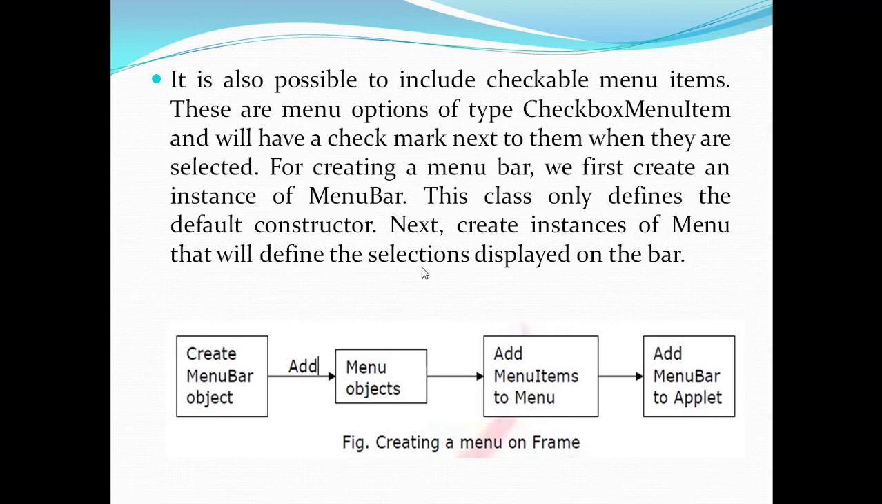What are the steps we need to follow to create a menu on a frame, as displayed in the figure here? Create the menu bar object first, and add this menu bar object to the window. Next, create the menu objects, add menu items to the menu, and lastly add the menu bar to the applet. You need to follow these steps to perform these menu related operations.